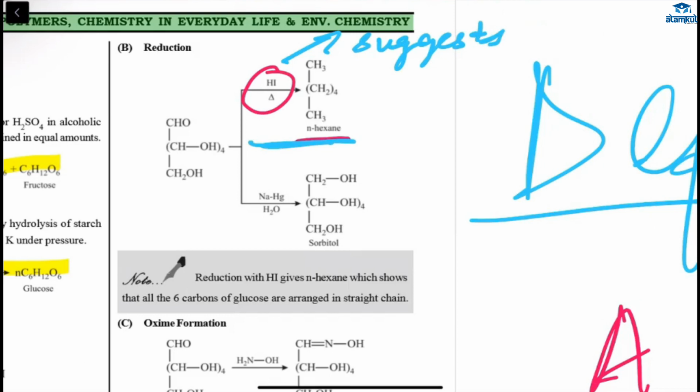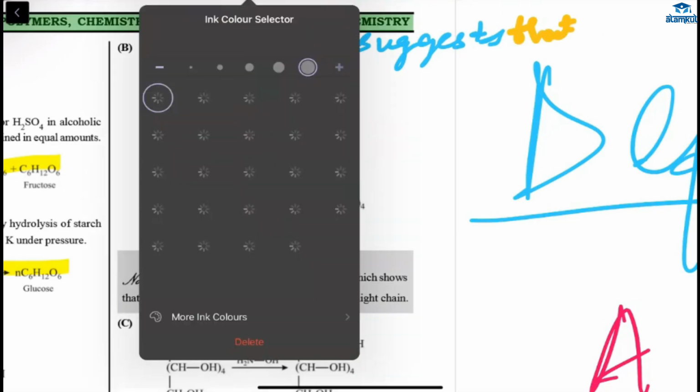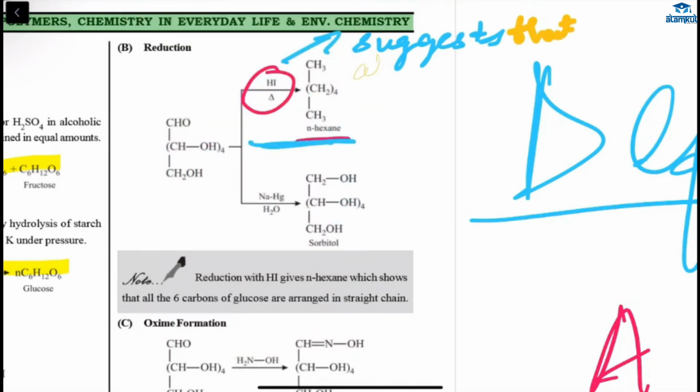suggests that all the glucose molecules are arranged in a linear chain, meaning a straight chain. There is no branching, no sidewise or zigzag formation. They are arranged linearly. So this particular reaction is the first evidence that this type of structure can be formed by glucose.